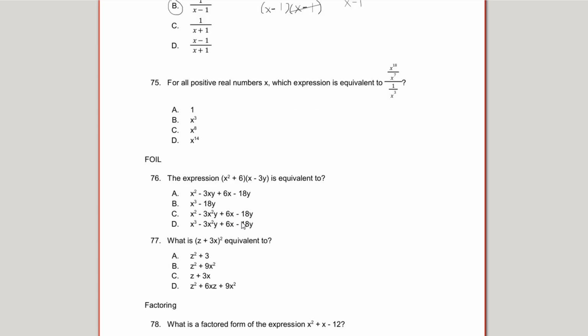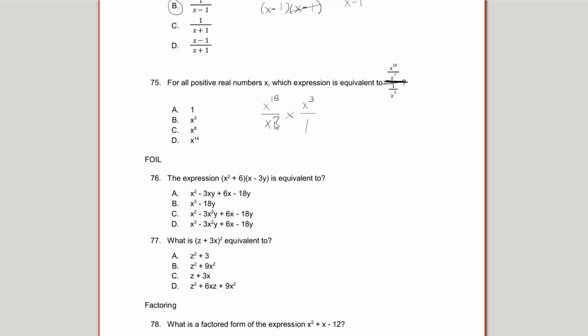Question 75 says, for all positive real numbers x, which expression is equivalent to this? And so let's rewrite all of this. I've got x to the 18th over x to the 7th, and that's this division bar here. What we can do, instead of dividing, is get the reciprocal of the denominator and multiply. So I can change that to multiplying by x to the third over 1. And now we can also do some simplifying.